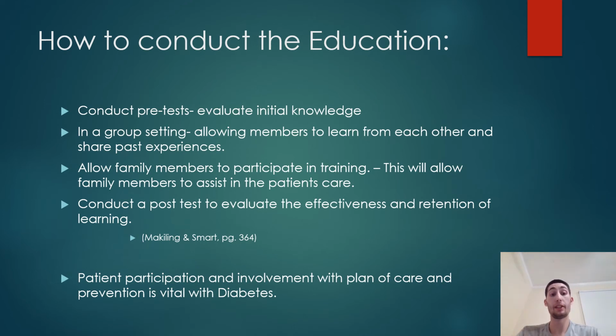Another thing we can do is allow family members to participate in these trainings. This will allow the family members to actually be a check and balance system for the patient. They'll be able to spur the patient by reminding them, hey, you need to do this on this day, or have you checked your feet in the last week? Have you been moving around a lot? Just wherever the patient may be lacking, the patient's family can actually help spur them on.